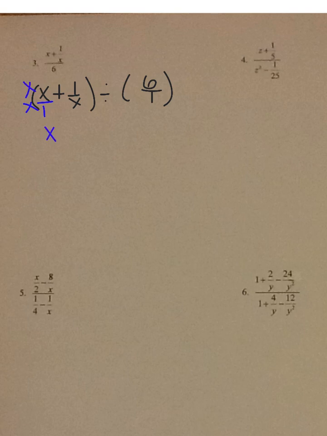So I get x times x is x squared plus 1 over x times, now I could flip 1 over 6. X squared plus 1 is not factorable. It's not the difference of two perfect squares. Nothing reduces, so it's x squared plus 1 over 6x. Okay, so let's take a look at number 4.